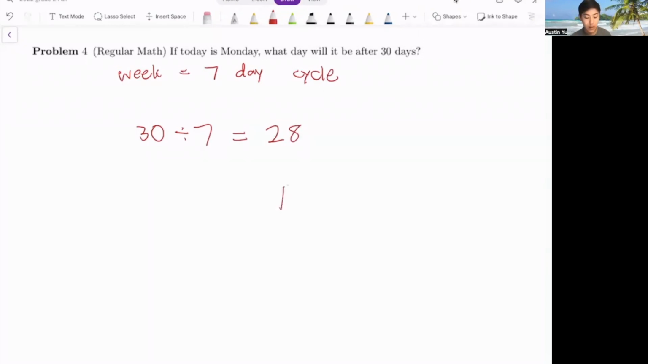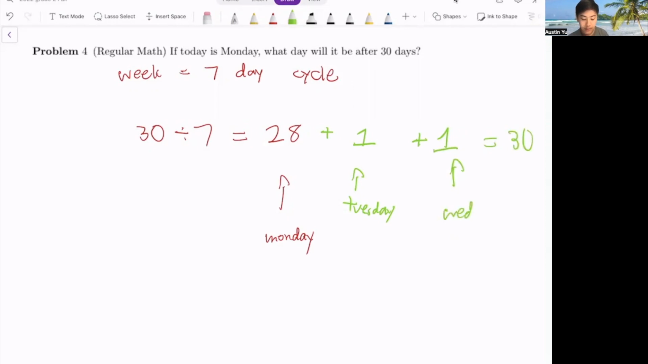And as we know, this is still Monday, because it's still a 7-day weekly cycle, and we'll return to Monday. But we still have 2 days left over, so let's add another day, which gives us Tuesday, and add another day to get us to 30, and this will be Wednesday. So the answer is it will be Wednesday after 30 days. And that is problem 4.